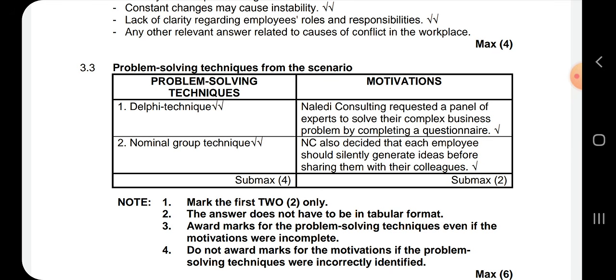Don't be afraid. So we have the Delphi technique, when Lady Consulting requested a panel of experts to solve their business problem. So when experts are consulted to solve a problem, it is the Delphi technique. And then 2 is the nominal group technique, where NC also decided that each employee should silently generate ideas before sharing them with their colleagues. I hope you got it right.